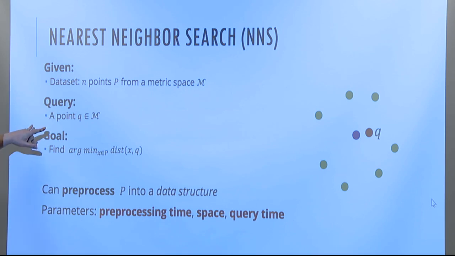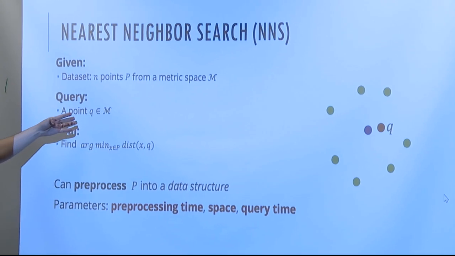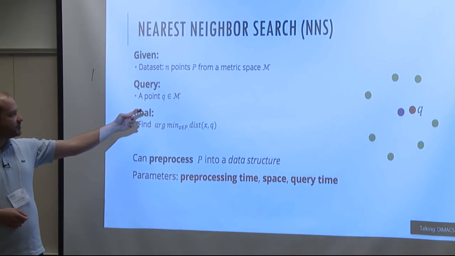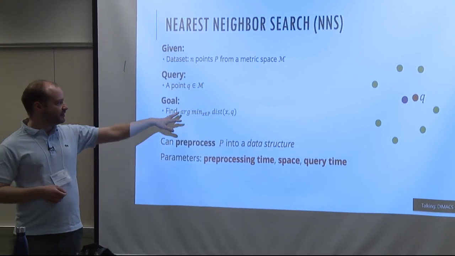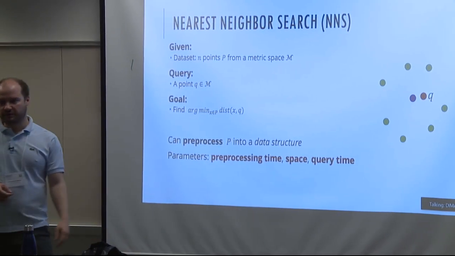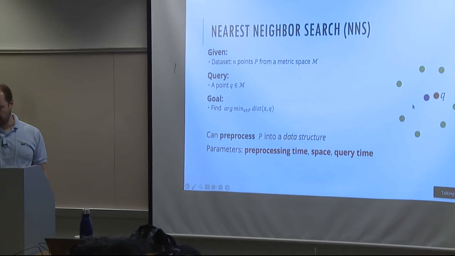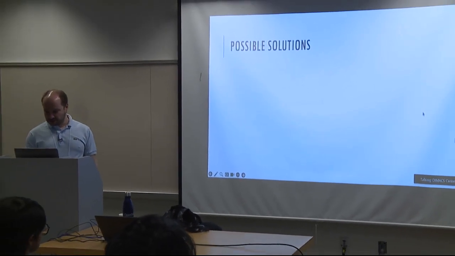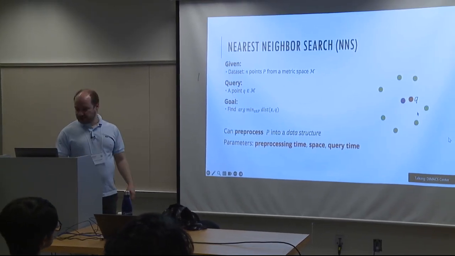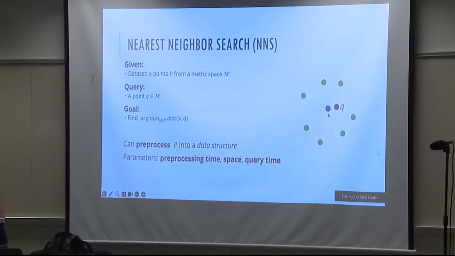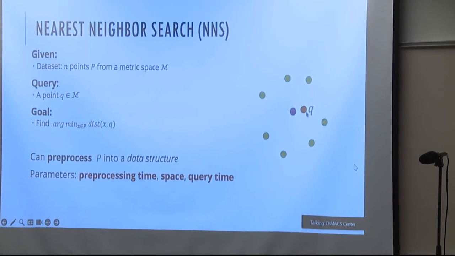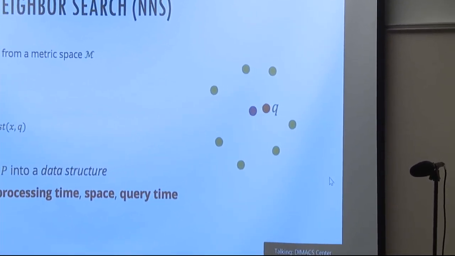And what is a query? A query is just another point from the metric space, which I'll call Q. You want to find the closest point to Q in your data set P. So you want to find a point in P that minimizes the distance to Q. This is the exact nearest neighbor search problem. Here is a picture. The green points plus the purple point are the points in P, and Q is the query point. Given a query, I want to find the purple point in this case.